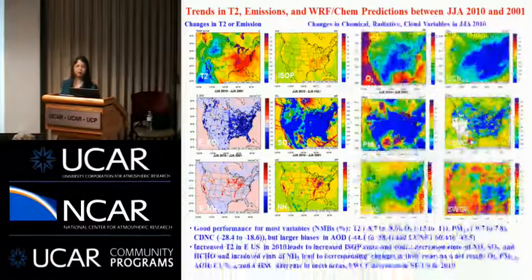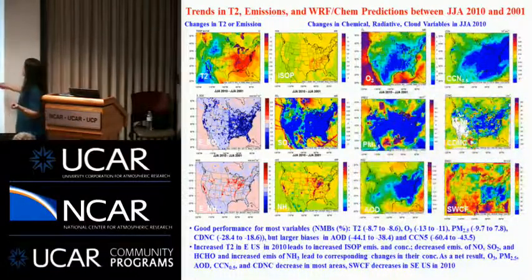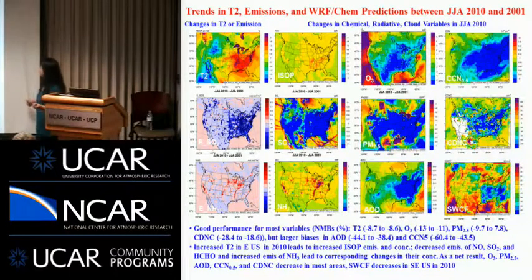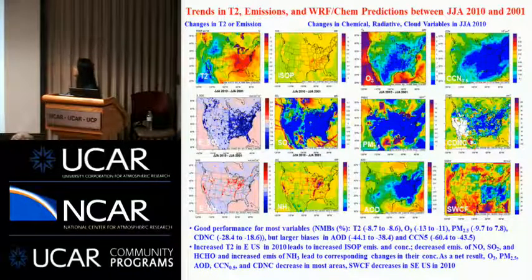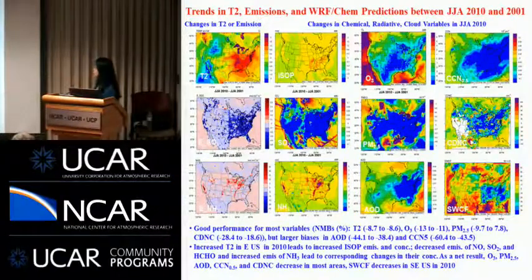All those changes lead to a net reduction for ozone, then reduction for PM2.5, and that also decreases availability of CCN, then decreases CDNC, then decreases AOD finally, and decreases southeastern US shortwave radiative forcing.